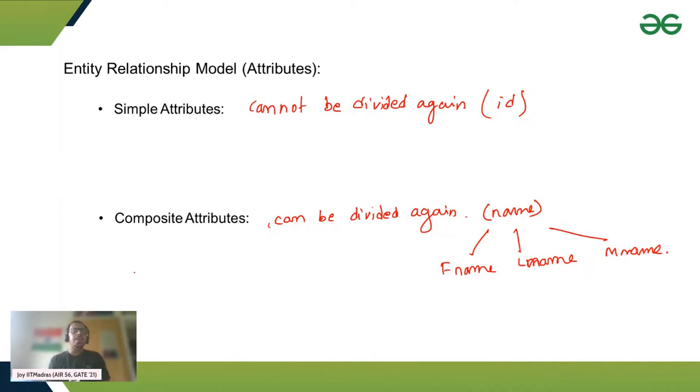In the same way, suppose you are talking about the address of a person. The address can also be divided into multiple attributes, like street number, road name, flat number, pin code, state, district. So these are composite attributes. The broad difference between simple and composite attributes is that if you take together a collection of related simple attributes, all of them together form a composite attribute.